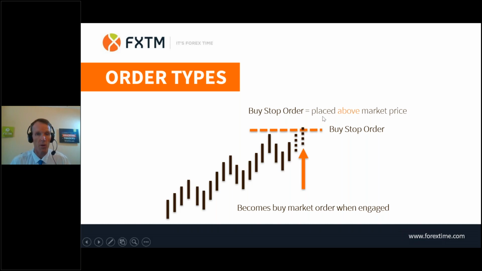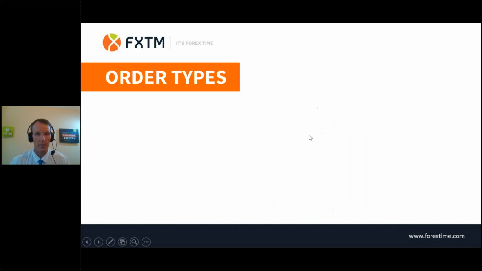Right, so this is a buy stop order. And obviously when the price goes up, you're going to make profit. And then you must manage it further. That's part of the risk, the risk management, the money management. Right, what's the next one?